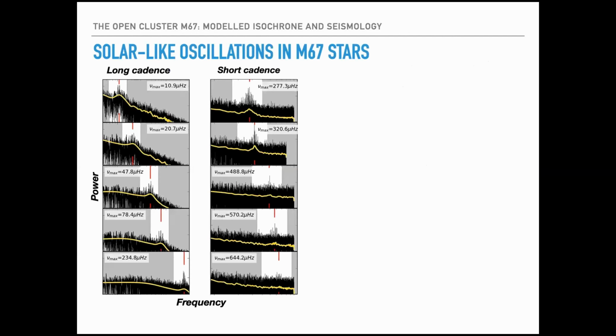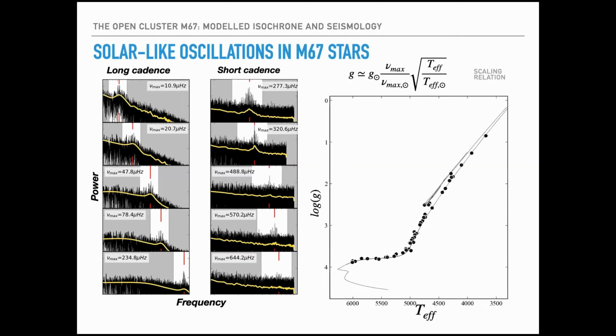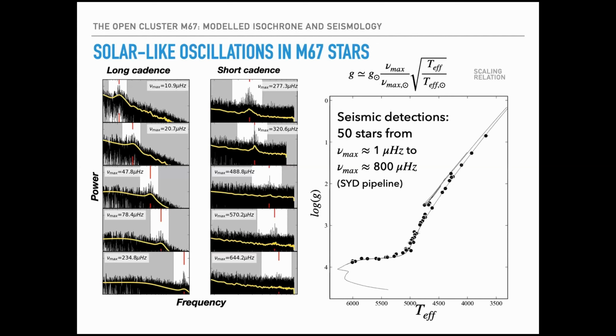So going back to M67, we were able to detect excess power characteristic of solar-like oscillations in giant stars and subgiant stars. And applying this scaling relation for surface gravity and comparing to our model isochrone, you can see that all of the stars fall nicely on top of the isochrone. In total, we made seismic detections in 50 stars from a nu max of around 1 microhertz, which is the star at the top, to a nu max of around 800 microhertz.